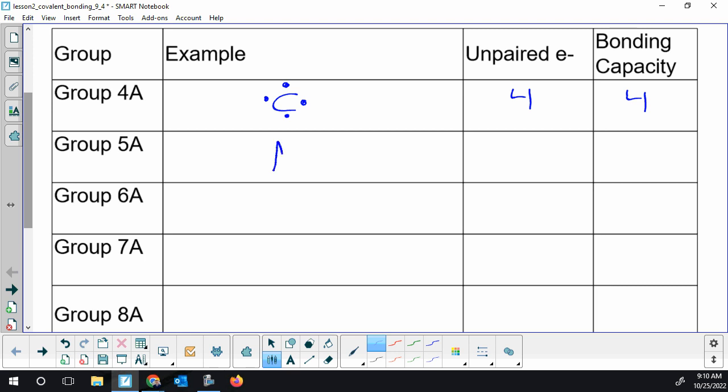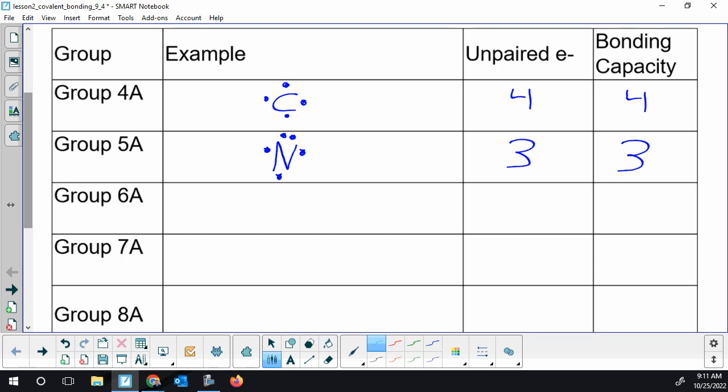Moving on to group 5A, we have nitrogen, 5 valence electrons, 1, 2, 3, 4, and then the 5th creates a pair. So nitrogen only has 3 singles. So nitrogen only forms 3 bonds. In high school Alberta chemistry, you don't see a lot of nitrogen chemistry, but you'll see tons of it in biology. Anytime you see nitrogen in DNA, an amino acid, a peptide, you're going to see 3 bonds off of that nitrogen, or in most cases.